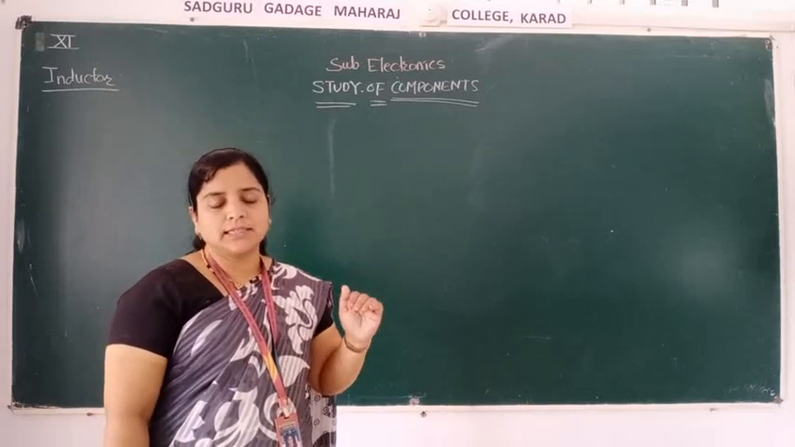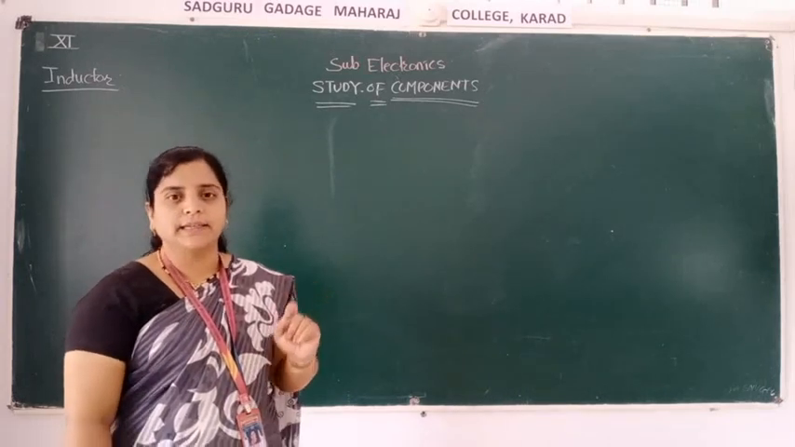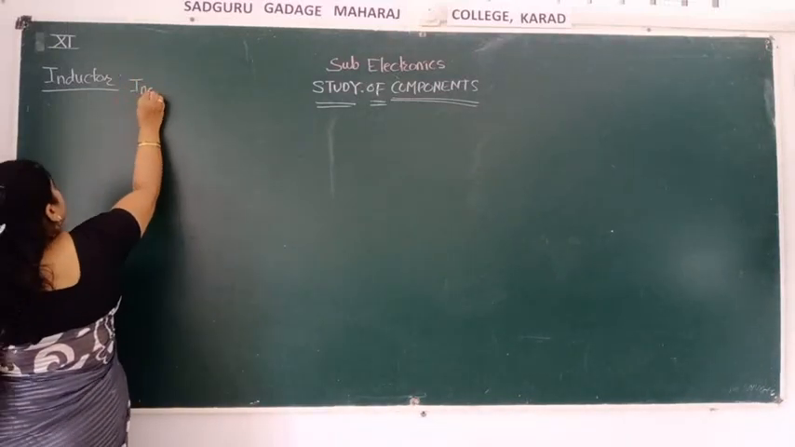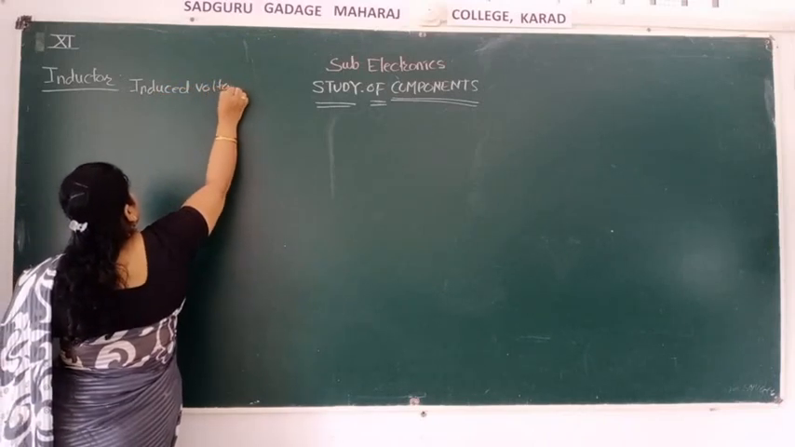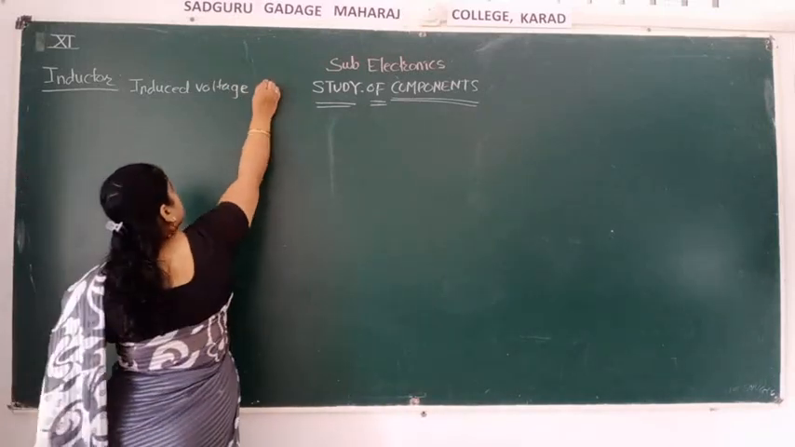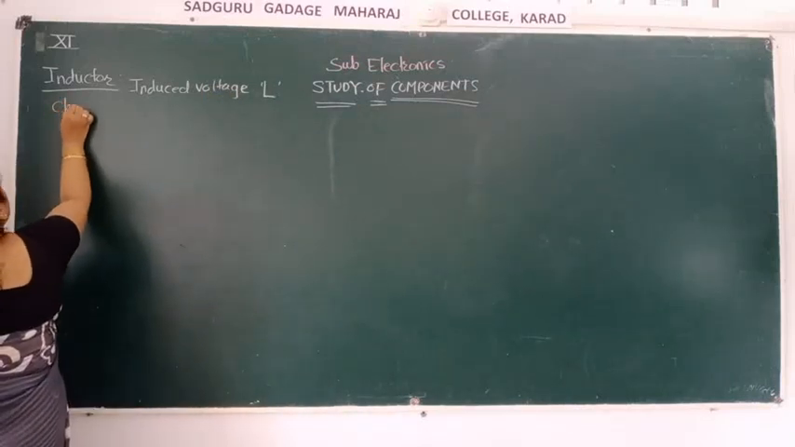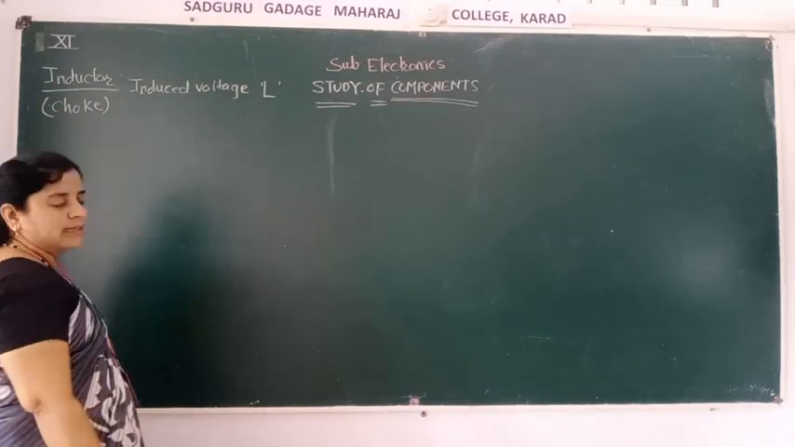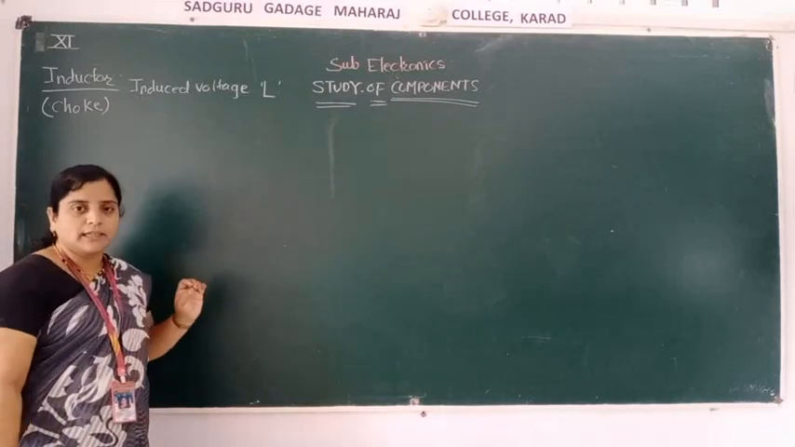Similarly, an inductor is nothing but something which induces voltage, and it is called the inductor. Its symbol is capital L, and the inductor is also called a choke. Another name of the inductor is what? Choke.